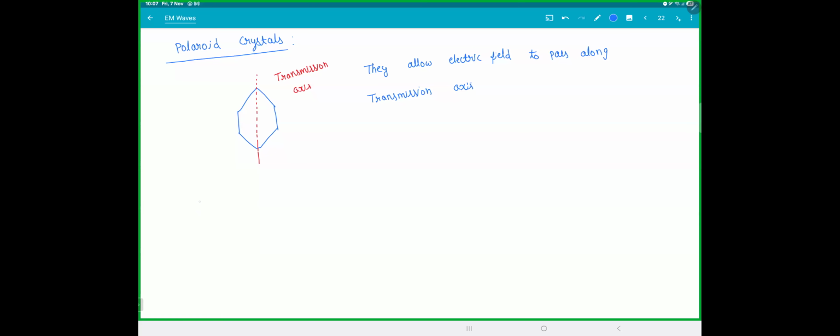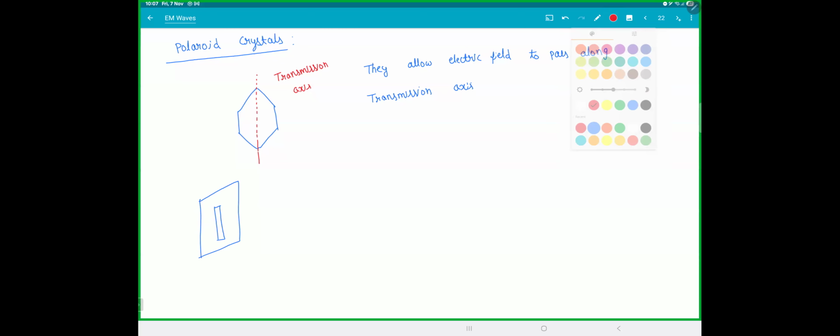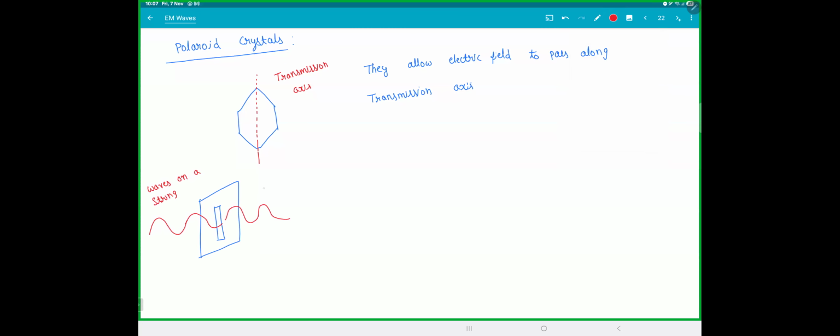So let me give an analogy. Let's say you have a cardboard, and you make a vertical slit, and you take a wave on a string, and you send a wave. If you're sending it up and down, what will happen? The wave is also going up and down, the slit is also up and down. It just passes through.